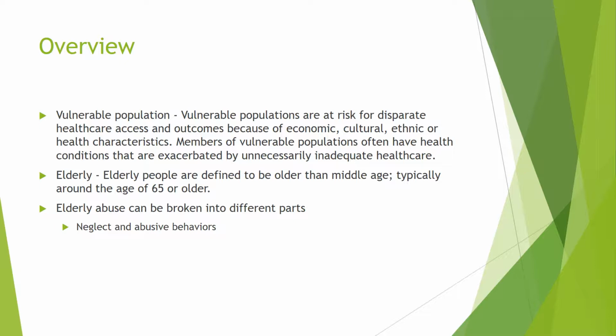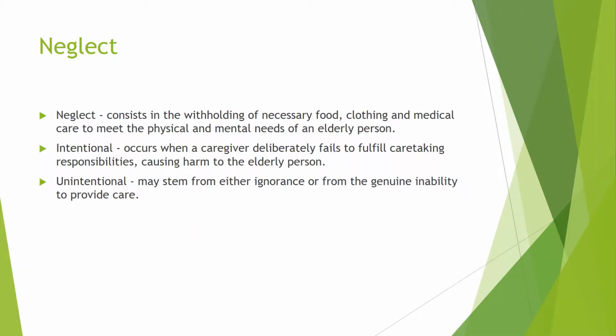The complete definition of elderly people is defined as to be older than middle age, typically around the age of 65 or older. The elderly is a vulnerable population we will be discussing today, specifically elder abuse. Elderly abuse can be broken into different parts: neglect, abusive behaviors, and financial abuse. The first part of elder abuse being discussed is neglect.